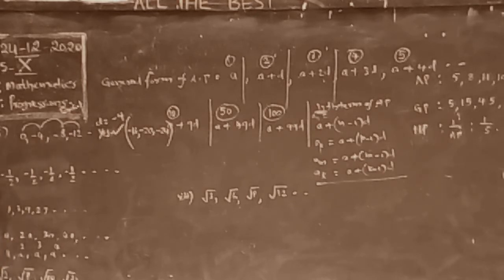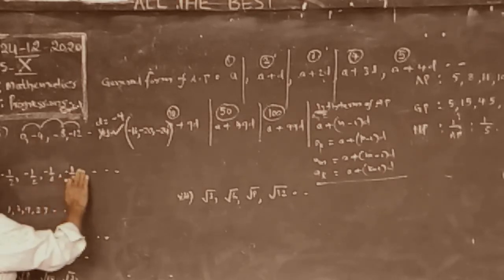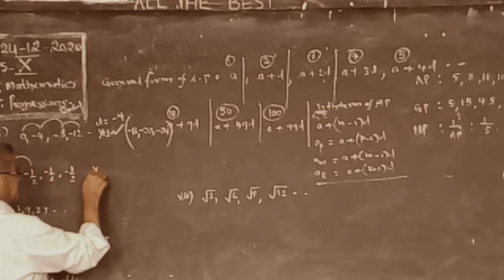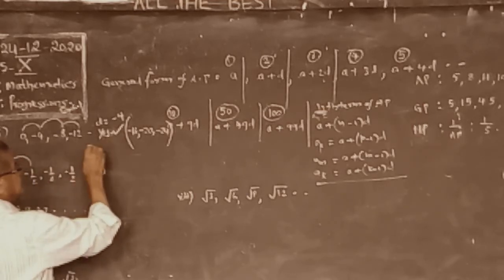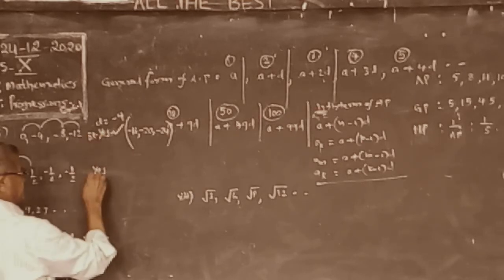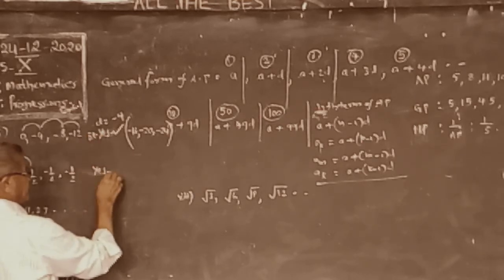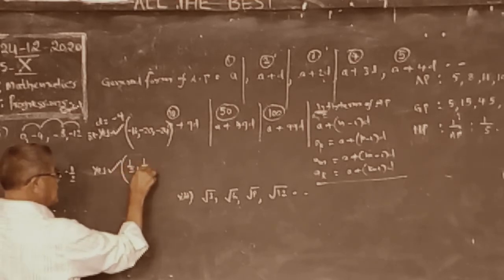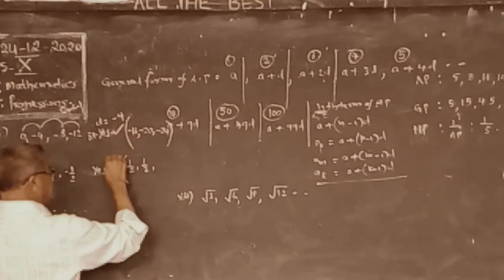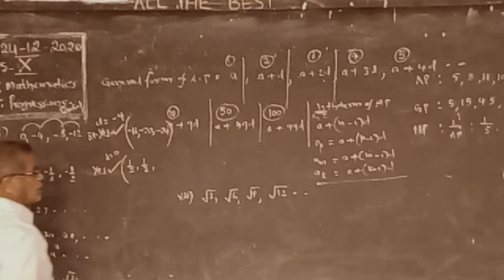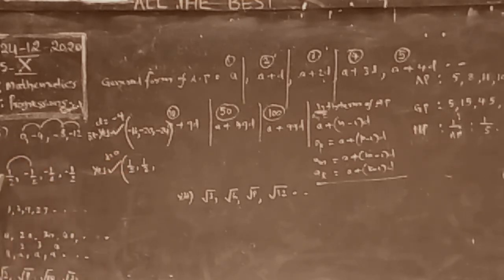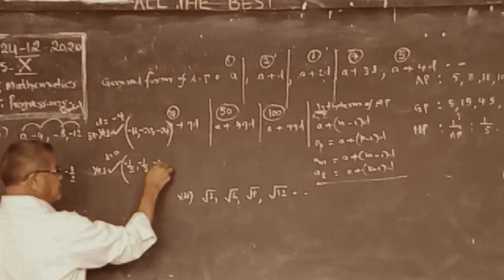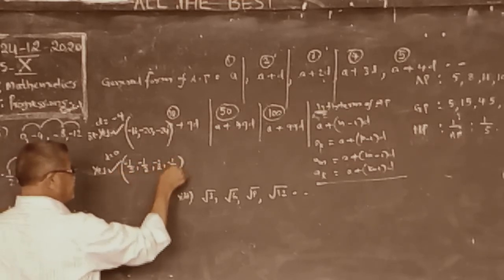Now this one, yes, the difference is 0. Half minus half is 0. Yes, AP. The next three terms also have common difference 0. When the common difference is 0, the terms are the same: minus half, minus half, minus half, minus half.